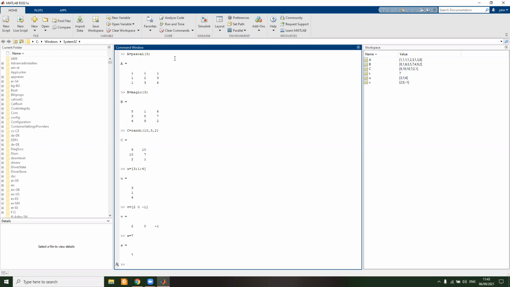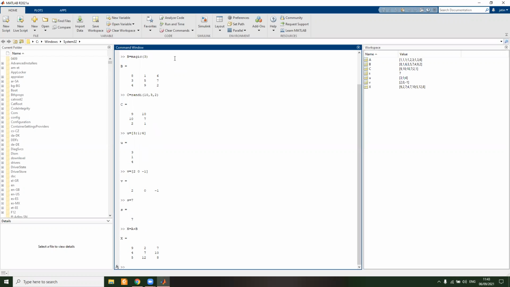For information about creating, concatenating, and expanding matrices, suppose we are writing here x is equal to a plus b. So the answer should be this one. We have already mentioned the values of a as well as b. So we need y is equal to x minus a.